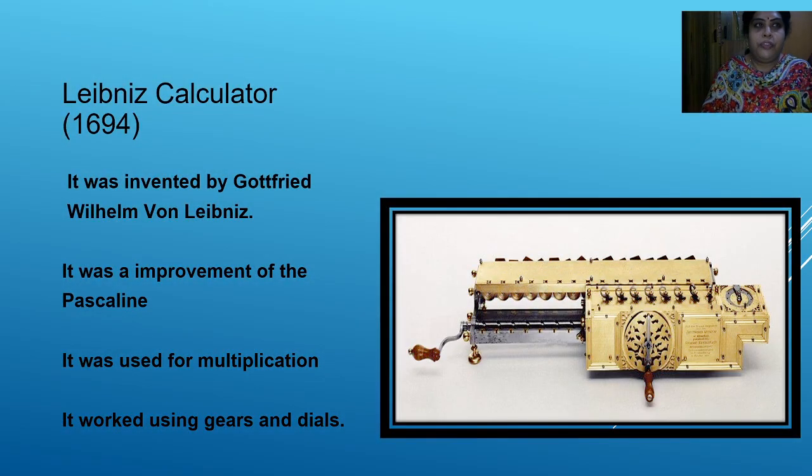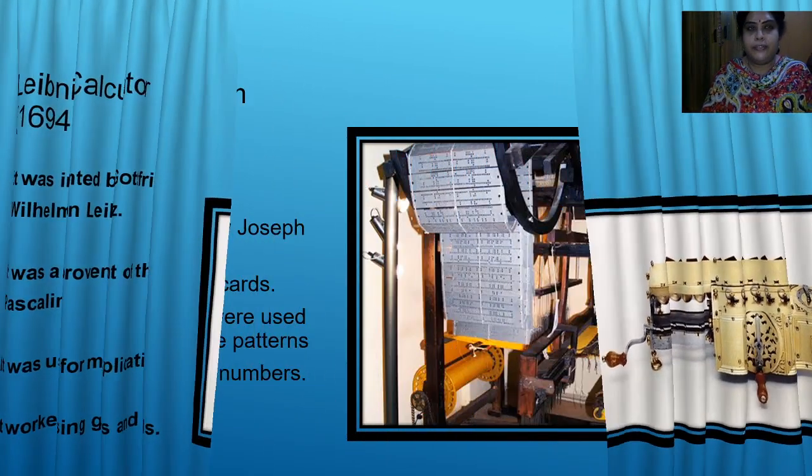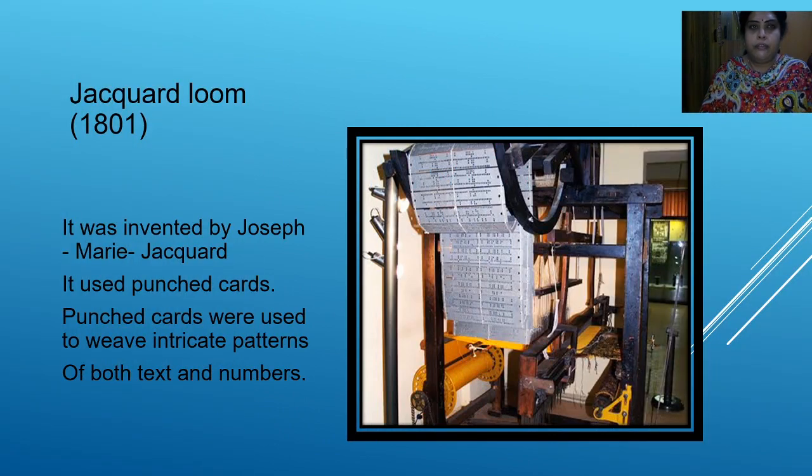After this came the Leibniz calculator in 1694. It was invented by Gottfried Wilhelm Leibniz. It was an improvement of the Pascaline, and it was mainly used for multiplication, and it used gears and dials. And then with the invention of Jacquard's loom in 1801, the Jacquard's weaving loom, it became very famous.